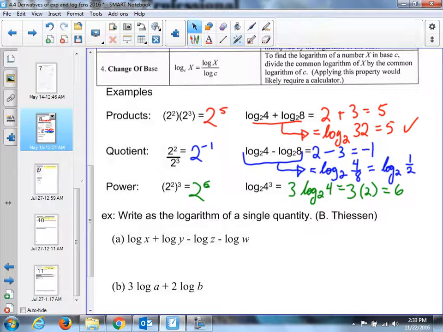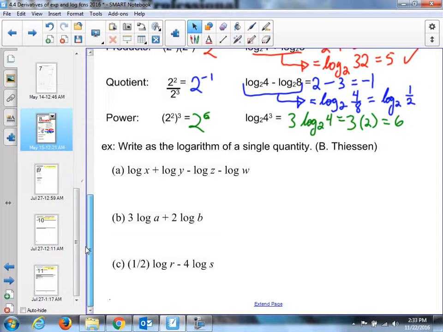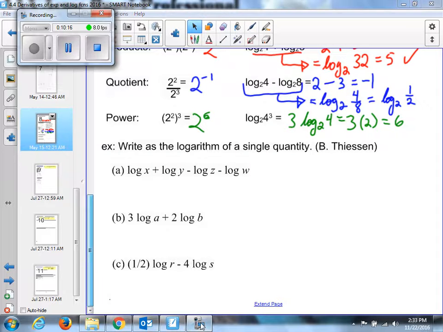Okay, give you guys a second here. Try these. Write these all as the log of a single thing, a single quantity. So they'll all come out to be log of. Pardon me. I'll give you guys some time. Do them all. Pause.